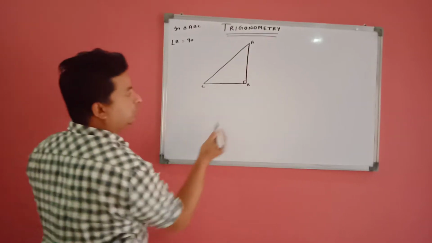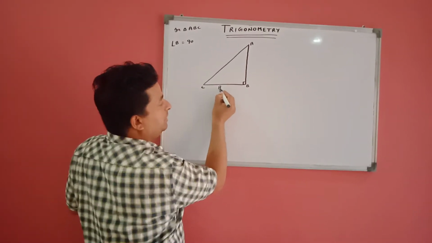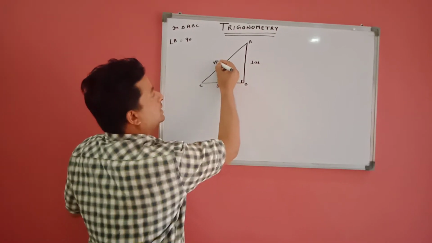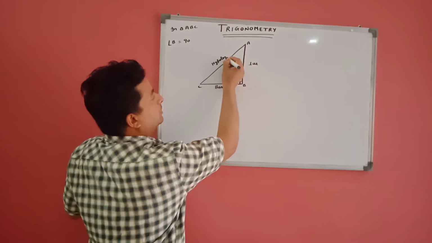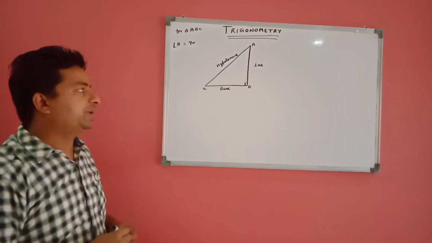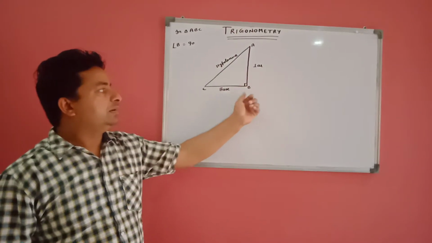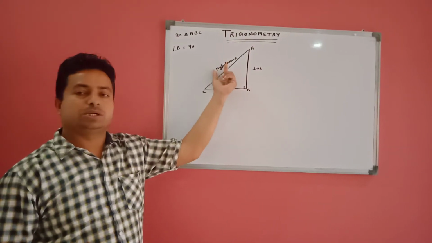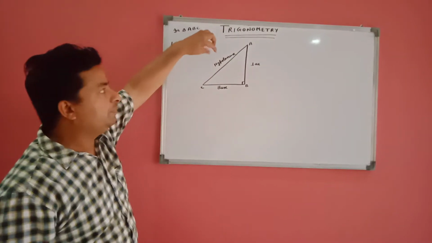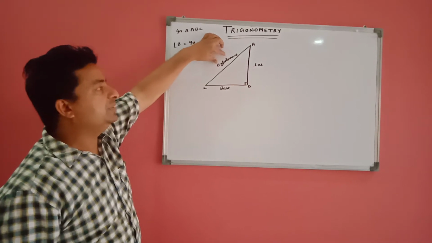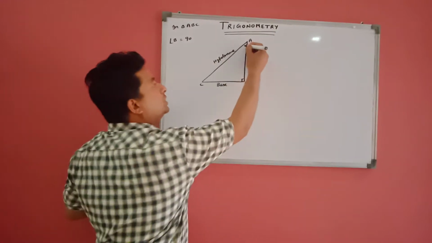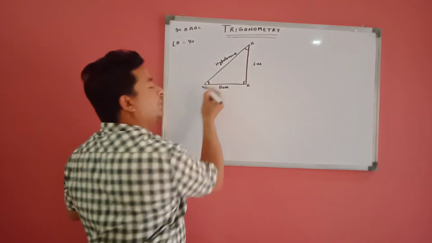This side is called the base, this is called the perpendicular, this is called the hypotenuse. The angle B is between the base and perpendicular, and the side opposite to the right angle is called the hypotenuse. It is the longest side of the triangle and it always remains fixed. According to angles A and C, there is a change in the base and perpendicular.